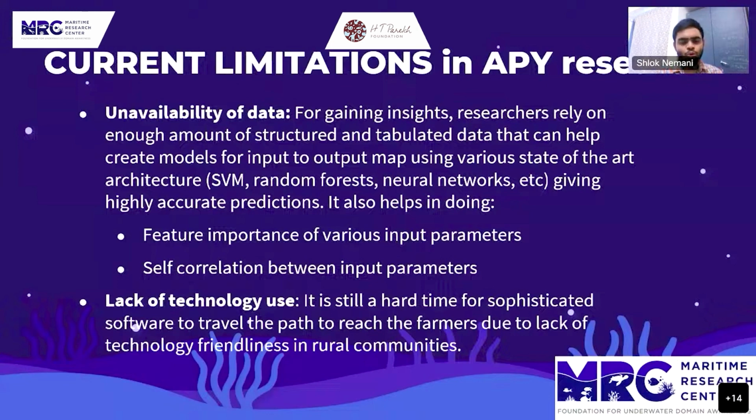Currently the tool focuses on regression and multivariable analysis, but we need to understand how important these input parameters, which I am citing from the literature review, really are. And finally, the lack of technology use. We still believe it may be a hard time for this sophisticated technology to travel the path. So we will try to keep the expenses as low as possible so that the farmers don't have to bear any kind of expenses.